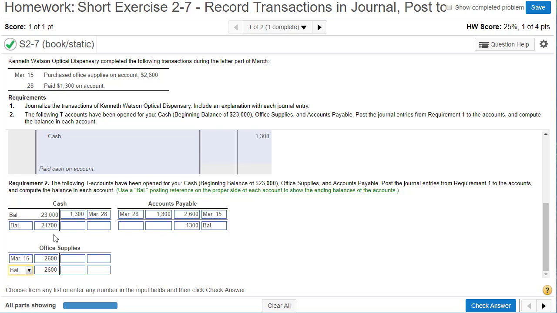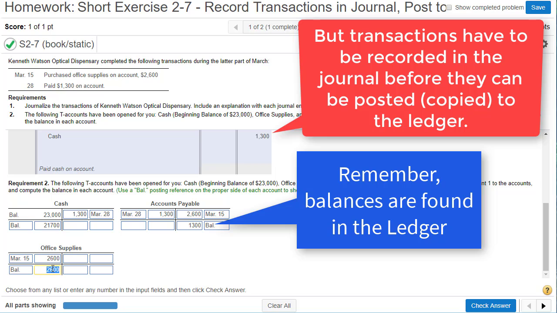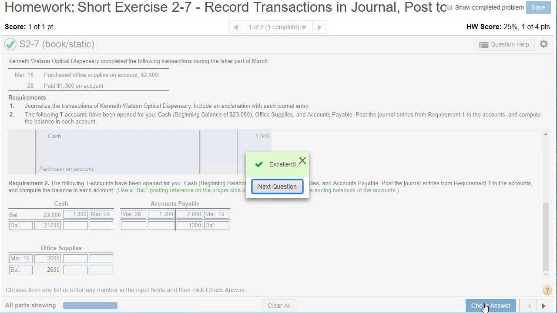So if your boss asks you how much cash do we have, you'd say 21,700. If she asks how much debt we have, $1,300 of debt. And we have $2,600 of staples to use. And that's it.